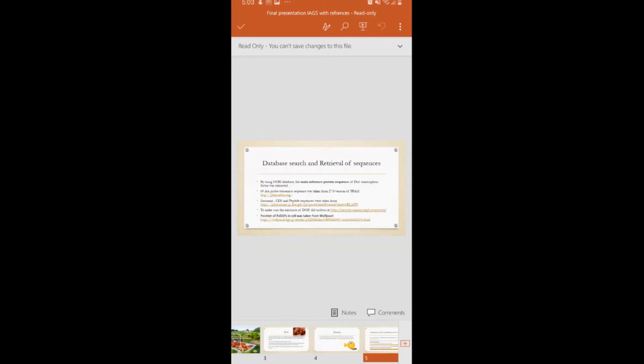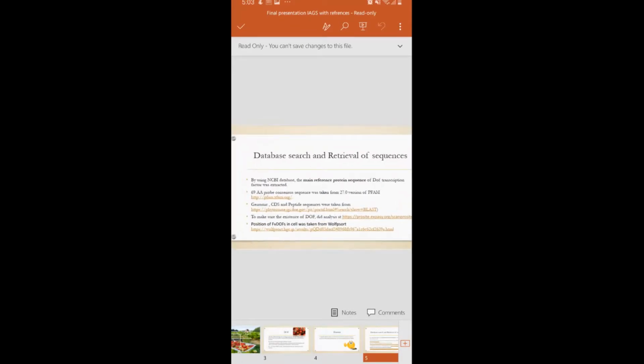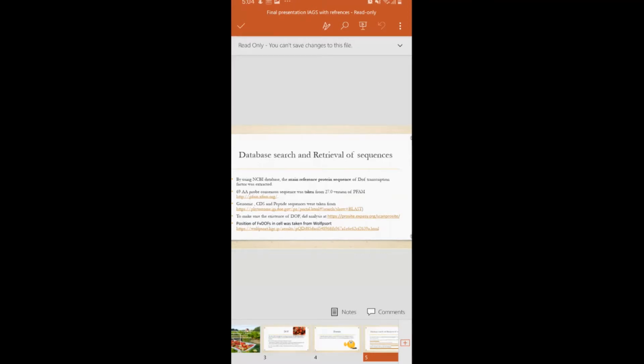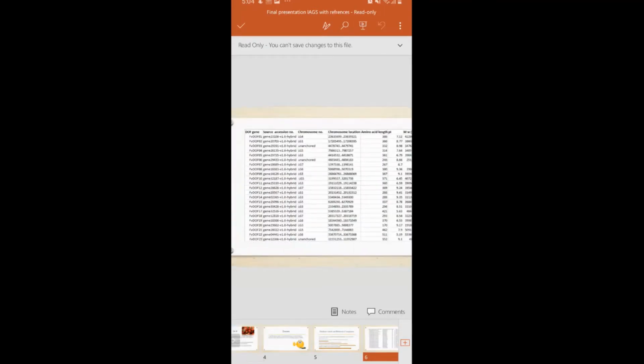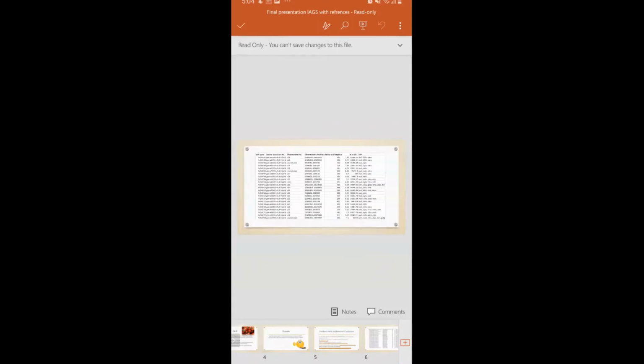For moving further, I have collected many sequences, as my other batchmates told you. From PFAM we took the reference sequence, the genomic and CDS sequences were taken from Phytozome, and the DOF sequences were taken from PROSITE. The position of DOF at the subcellular level, we took from WoLF PSORT. Here is a table in which I have shown everything which I have collected.